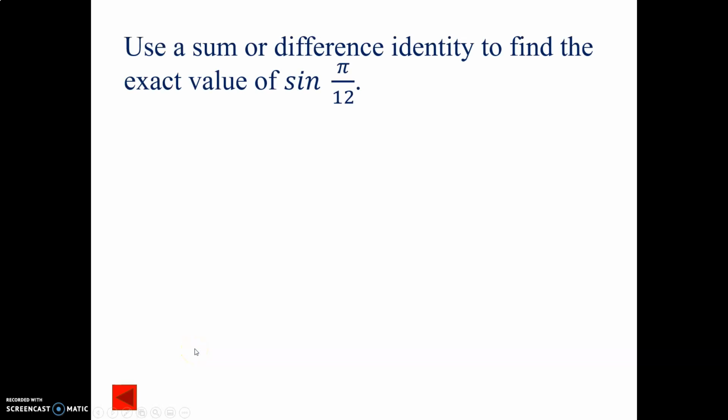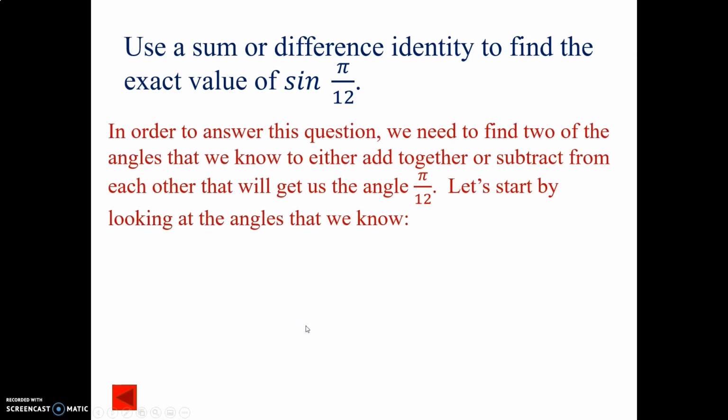Okay, we're going to pick up where we left off. And this time we're going to use Sum and Difference Identities to find the exact value of an angle in radians. So we're trying to find the exact value of sine pi over 12. All right, in this case, you have to consider several things.